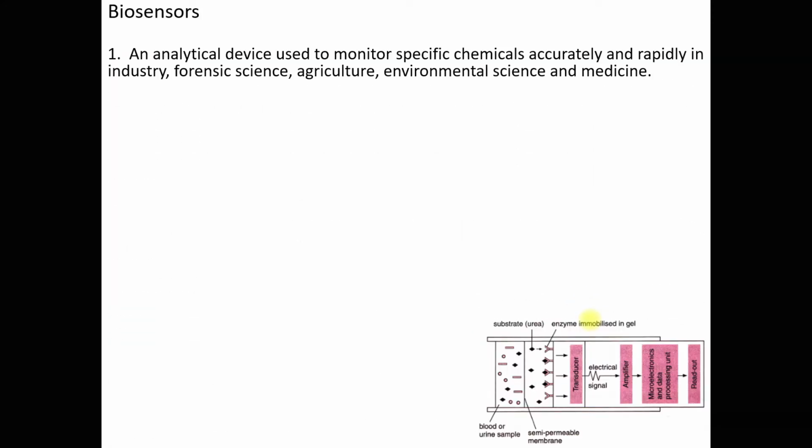Now, biosensors are analytical devices that can be used to monitor specific chemicals accurately and rapidly in industry, forensic science, agriculture, environmental science, and medicine. To make things simple for you, you know the glucometer, the small device that you use to detect the concentration or presence of glucose in your blood. That glucometer is one example of biosensor.